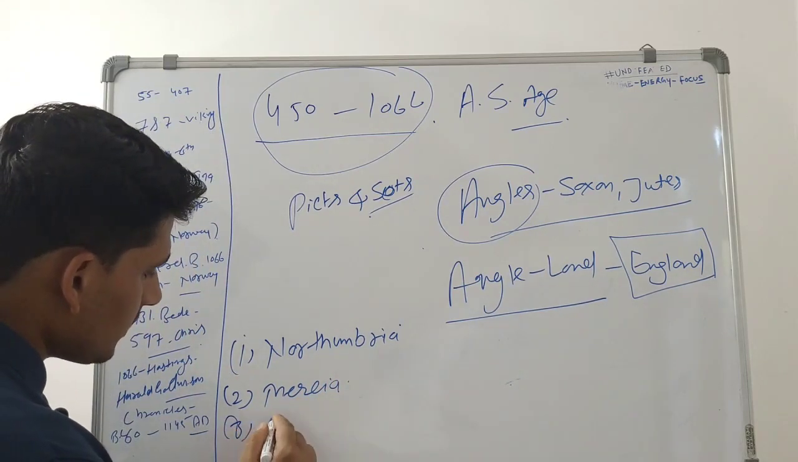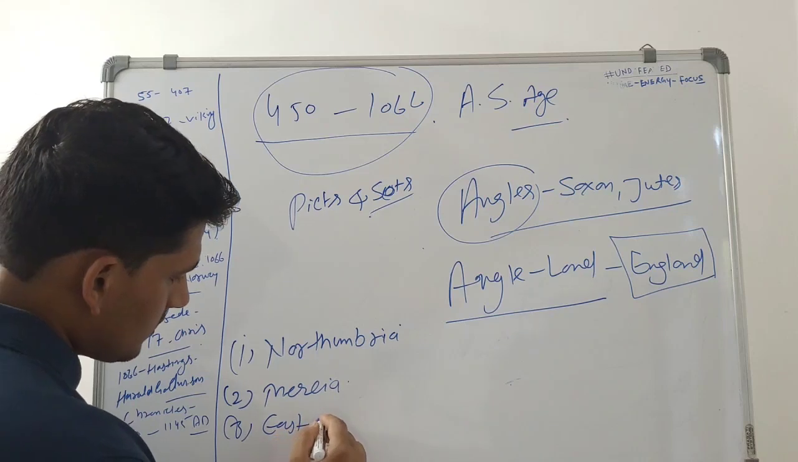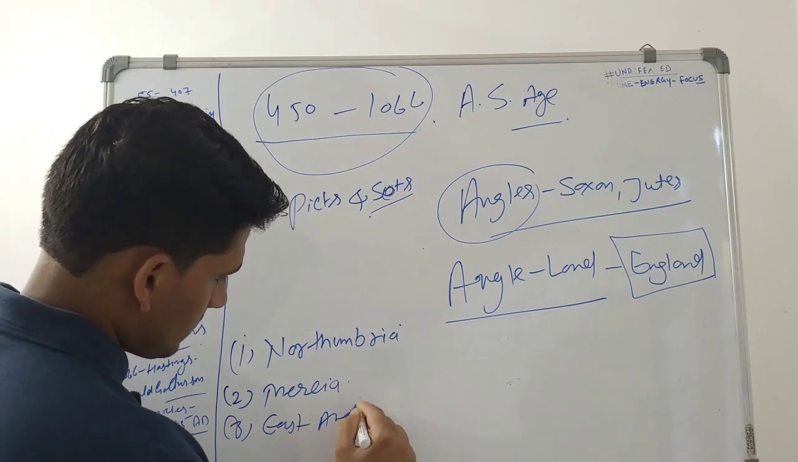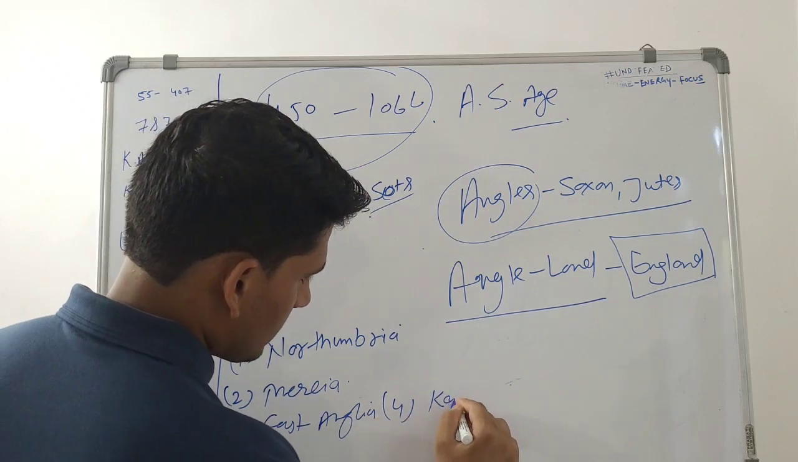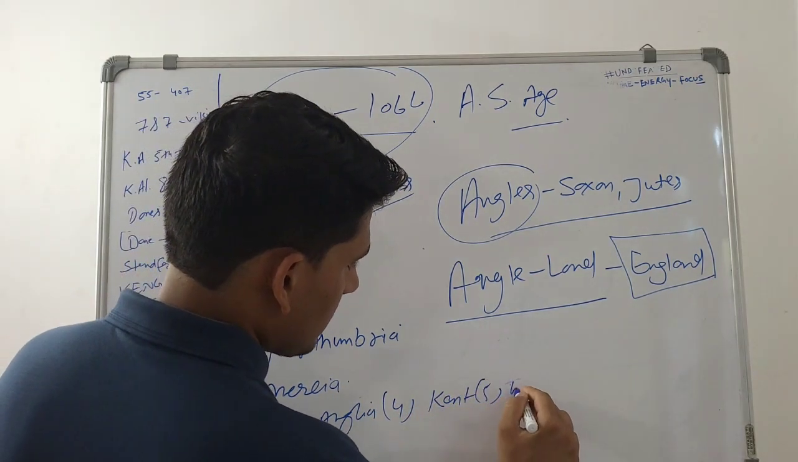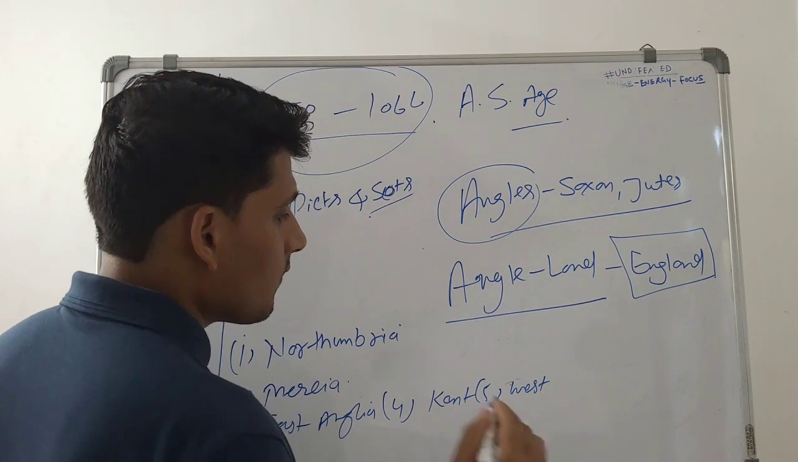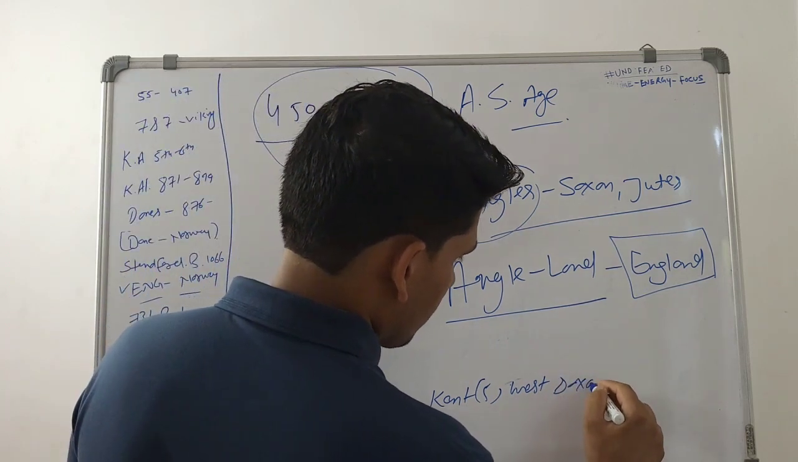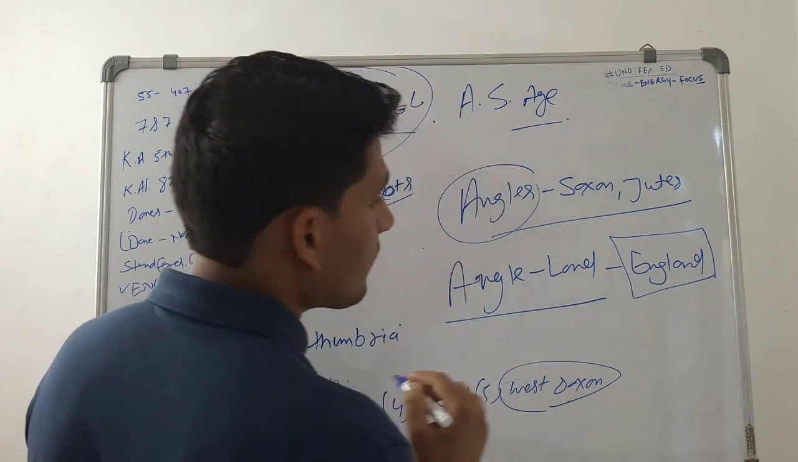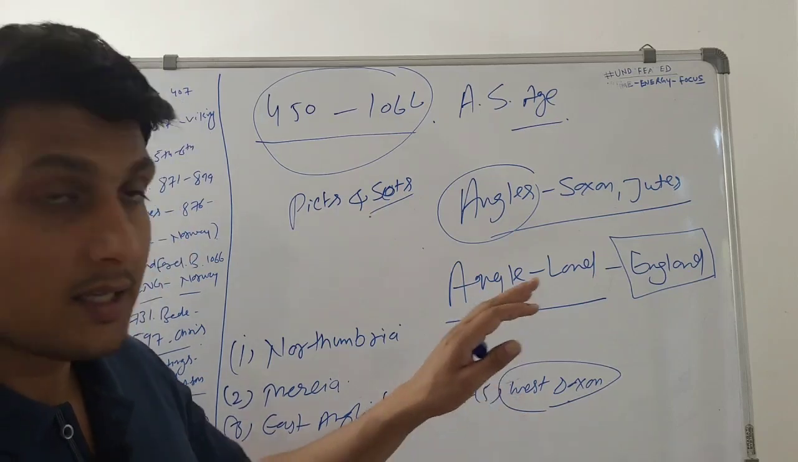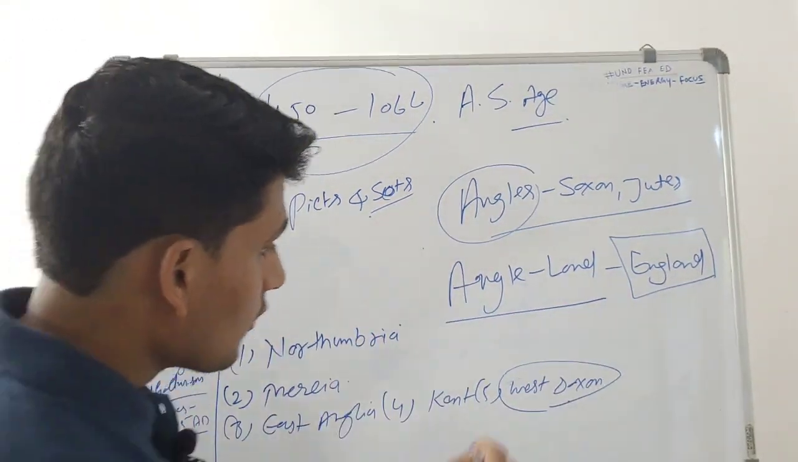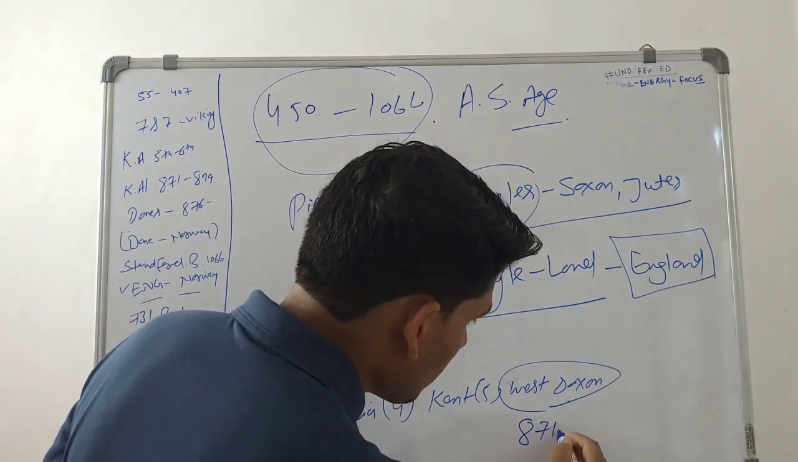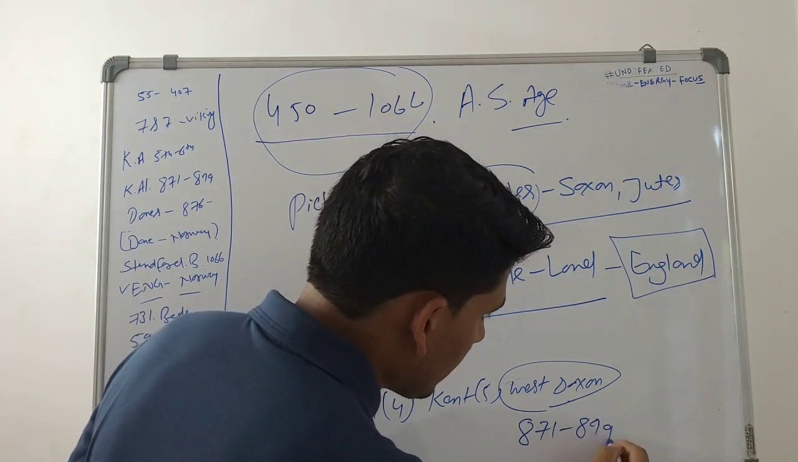Third one is the East Anglia. Fourth one is the Kent. Fifth one is the West Saxon. And King Alfred was the king of West Saxon, who reigned here from 871 to 899.